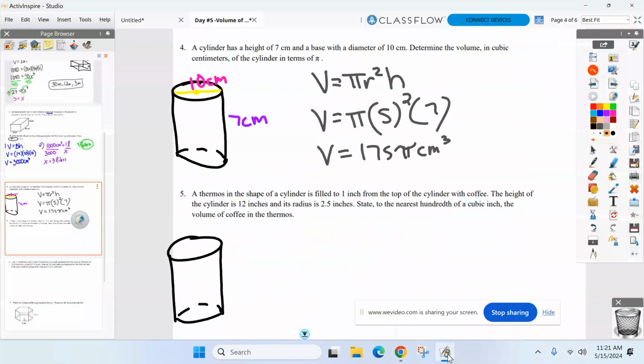All right. But anyway, we're going to fill this bad boy with coffee. We're going to fill it with coffee, but we're not going to fill it all the way to the top.